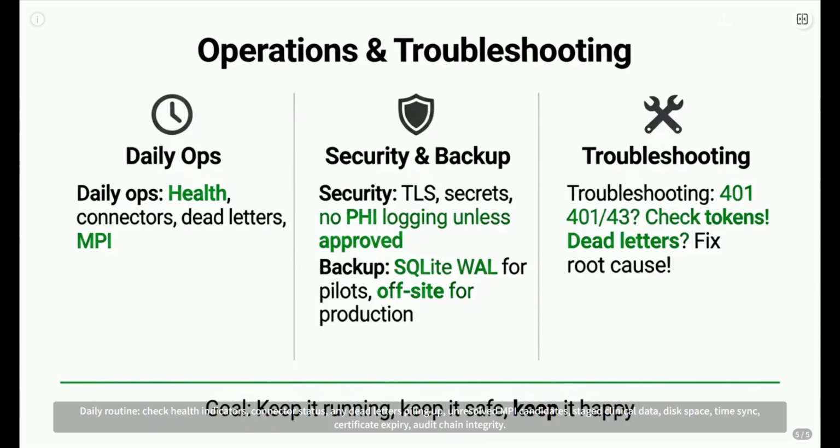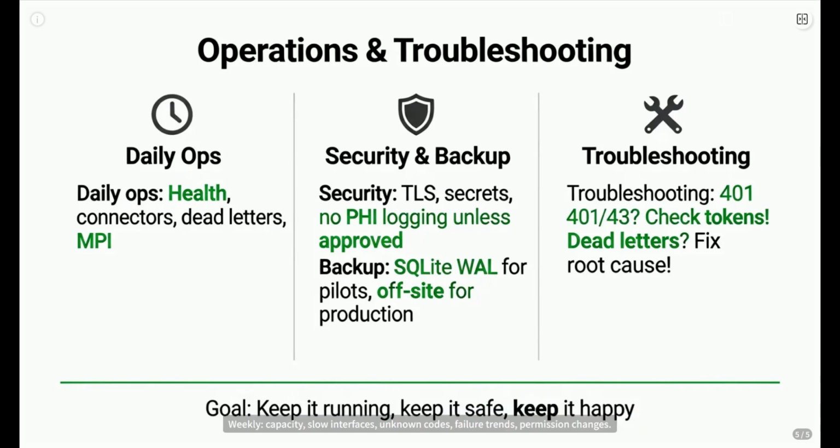Alright, keeping the beast running smoothly. Daily routine: check health indicators, connector status, any dead letters piling up, unresolved MPI candidates, staged clinical data, disk space, time sync, certificate expiry, audit chain integrity. Weekly: capacity, slow interfaces, unknown codes, failure trends, permission changes. Monthly: recovery drills.